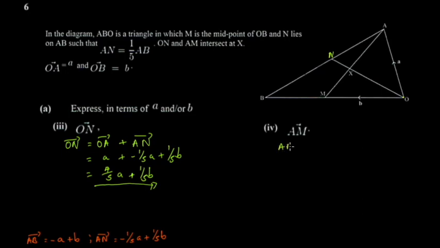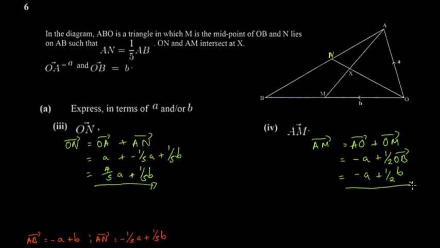And AM, you're asked to find AM. Again, you have to choose what path to use. Okay, so AM is equal to, the easiest path is to go from A to O first, and then you go from O to M. Okay, so A to O, it's negative A. Okay, and then from O to M, you're told that M is the midpoint of OB, so it's obviously half OB. Okay, if you want, you can write it like this, and then you go on to substitute what OB is for you. So OB is equal to B. Okay, so this one will be your answer.